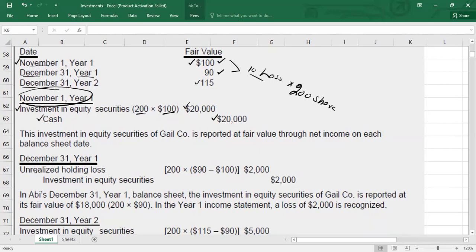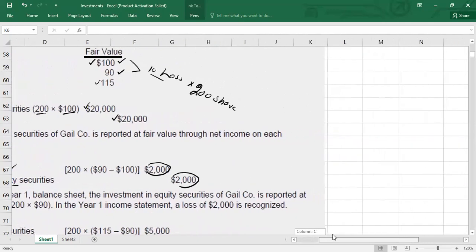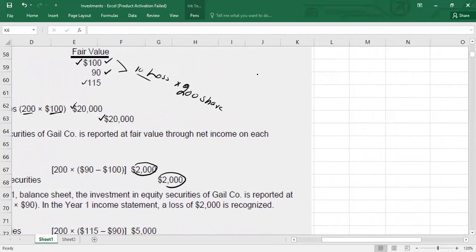And for the loss, you will pass this entry. Debit will go to unrealized holding loss, which you will write in the income statement, with this 2,000, and credit will go to investment in equity security with this 2,000. Now maybe you are thinking what you will do in the balance sheet. As I told you, in the balance sheet your investment will be recorded at market value, in year 1.